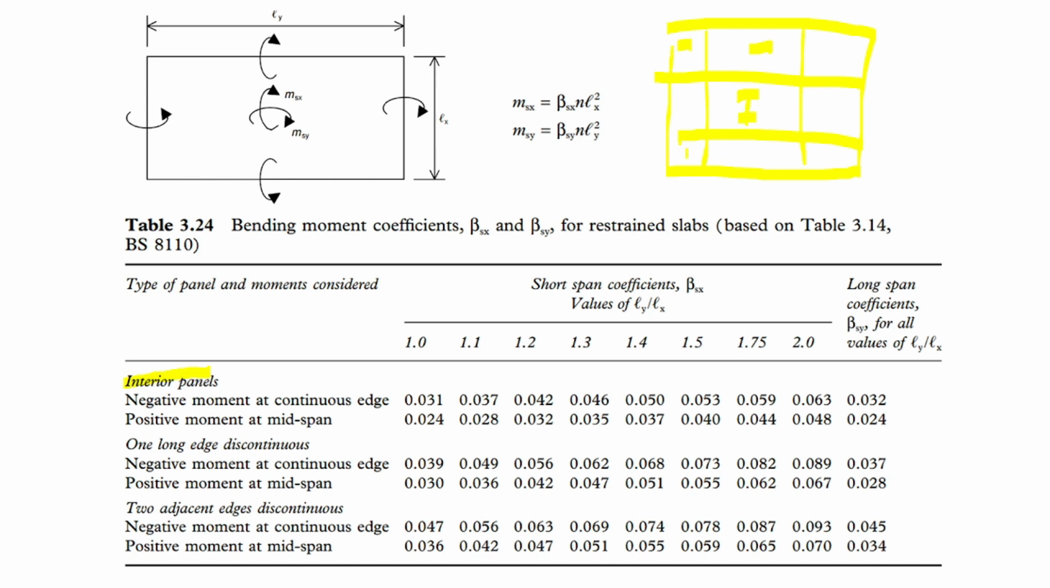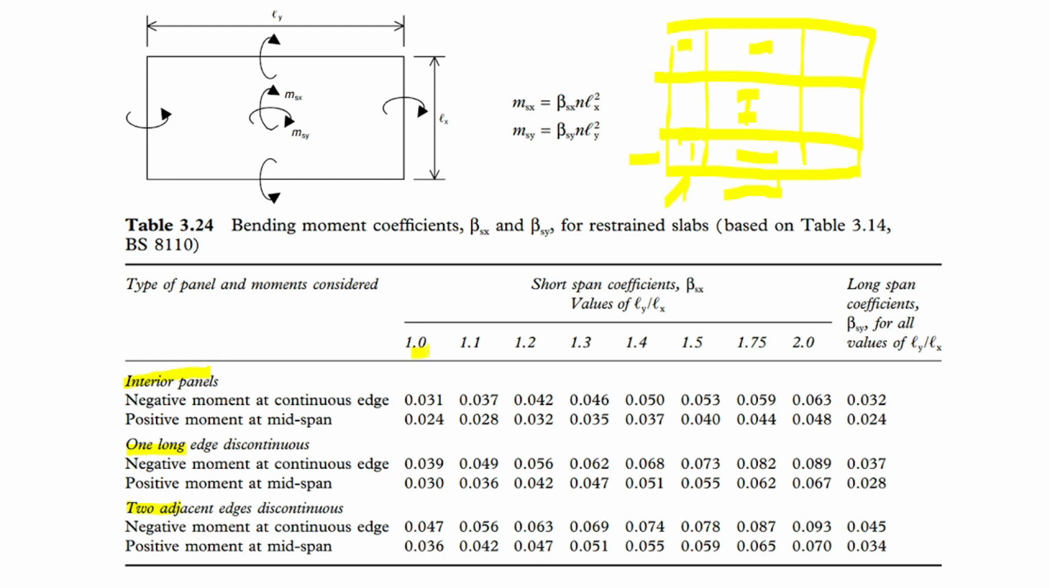How about this part? Here you have two adjacent edges discontinuous, discontinuous here and discontinuous here. One long edge discontinuous, maybe only this side. So this one is one long edge discontinuous. There are only three types of panel in the British standard, so you just have to look among these types which fit well to the slabs that you are going to design.